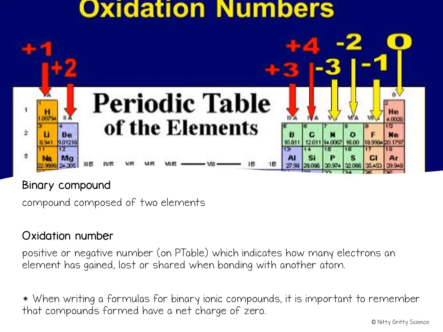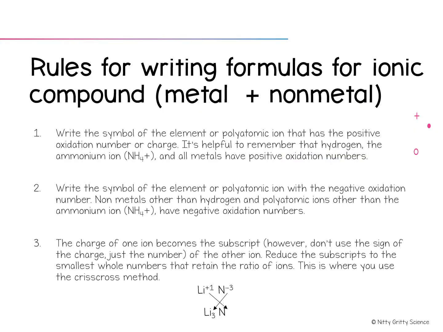When writing formulas, you need to remember that although the individual ions in a compound have a charge, the compound itself is neutral. So it's always good to double check that the compound you form has a net charge of 0. Here are the rules for writing formulas of an ionic compound. And let's remember, ionic compound means a metal plus a nonmetal. Now, once you find the oxidation numbers, go ahead and use these 3 steps.